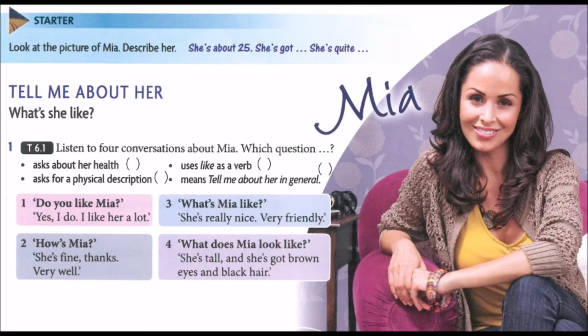Unit 6, Tape Script 6.1. Questions about Mia. 1. Do you like Mia? Yes, I do. I like her a lot. 2. How's Mia? She's fine, thanks. Very well. 3. What's Mia like? She's really nice, very friendly. 4. What does Mia look like? She's tall and she's got brown eyes and black hair.